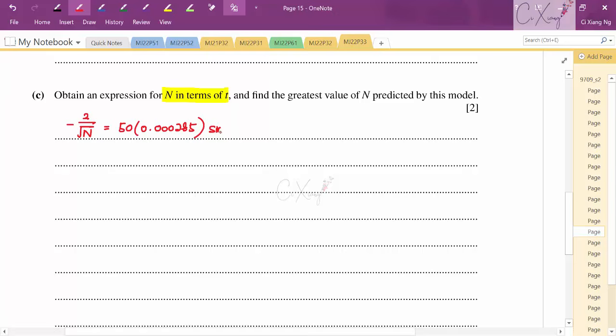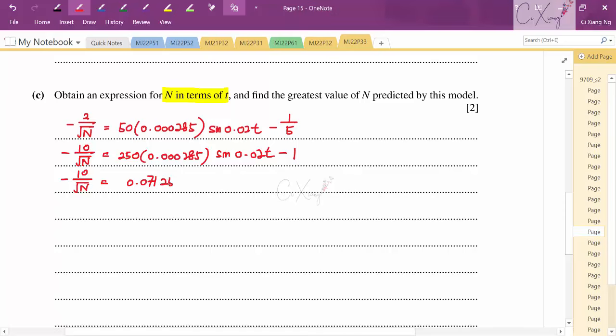Then I'm having sine 0.02t minus 1 over 5. Okay, so first of all, I don't like to have this 5 here. Therefore, I need to multiply the whole equation with a 5. So I'm having 250 multiplied with 0.000285. Then sine 0.02t minus 1. Okay, and after that, if I try to simplify 250 with this term, then I'm having 0.07125 sine 0.02t minus 1.